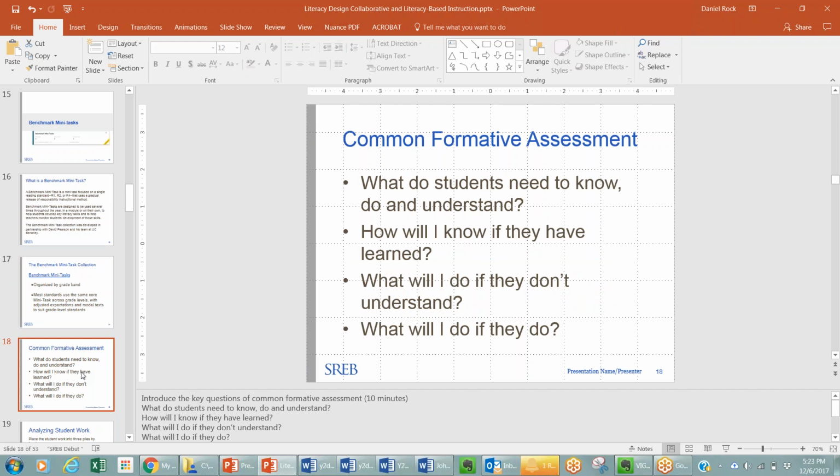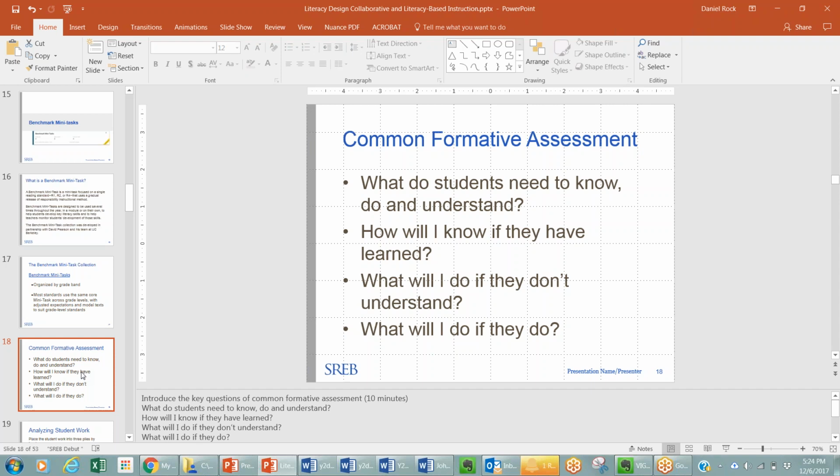And this is where you put collective teacher efficacy into practice. A group of teachers looking at results from their instruction, formative assessment, and making some changes to what they're teaching as a team. So they've got 4 major questions of common formative assessment. What do students need to know, do, and understand? That's the skill of that benchmark mini task and the standard. How will I know if they have learned? That's the scoring guide. What will I do if they don't understand? What will I do if they do? If we as a team can answer these questions, then we are ensuring that we have a plan to address our students' learning.